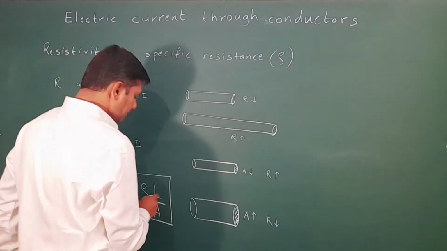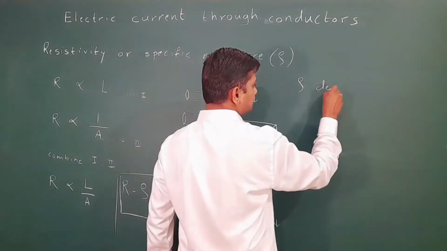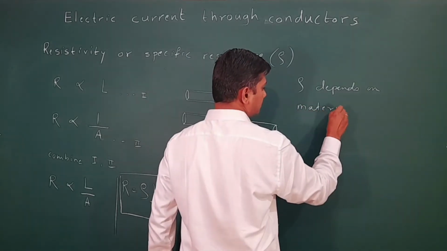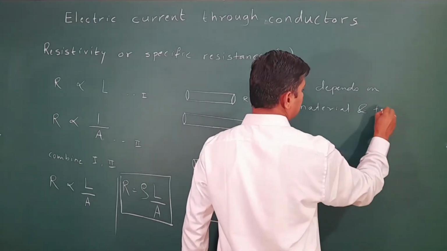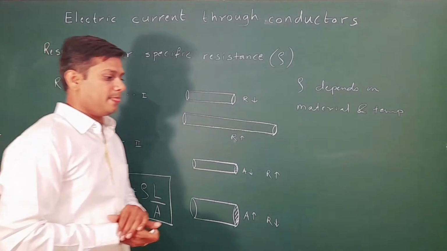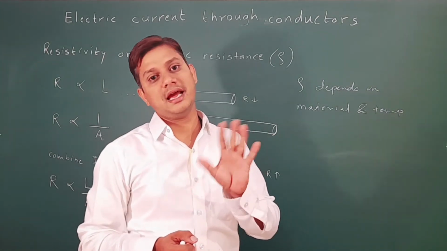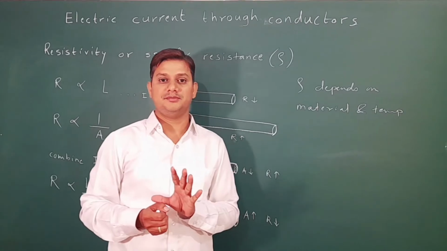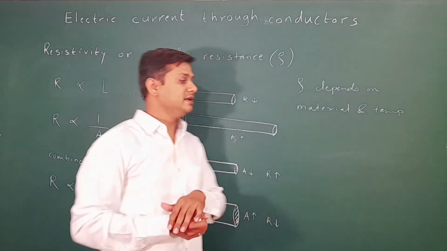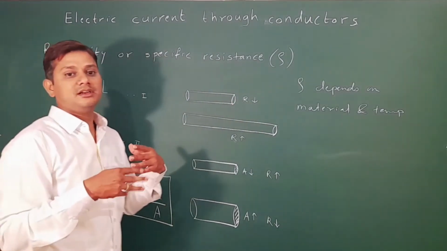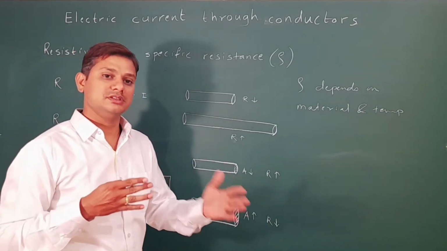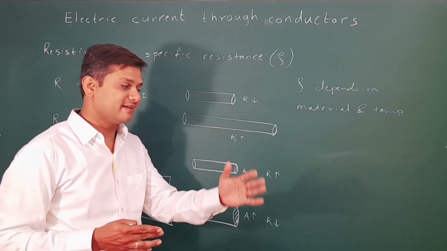Now this resistivity depends on the material and temperature of the conductor. So, very important: two aluminum wires can have different resistance, but they will always have the same specific resistance because their material is the same. So you take two wires of the same material with different dimensions. Since their material is the same, if they are at the same temperature, then yes, they will have the same specific resistance.